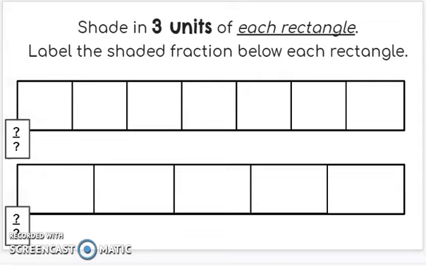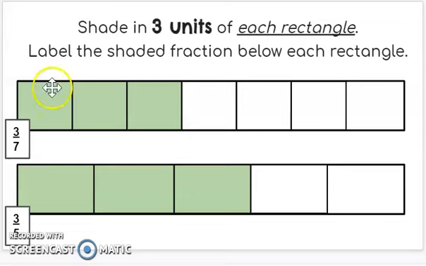Now, you are going to shade in 3 units of each rectangle. So the top one, I'm going to shade in 3 units or 3 pieces or 3 copies of the unit. And on the bottom one, I'm also going to shade in 3 pieces. And then you're going to write the fraction that shows 3 pieces of sevenths and 3 pieces of fifths. Pause the video, make yours the best you can, and then see if it matches mine.